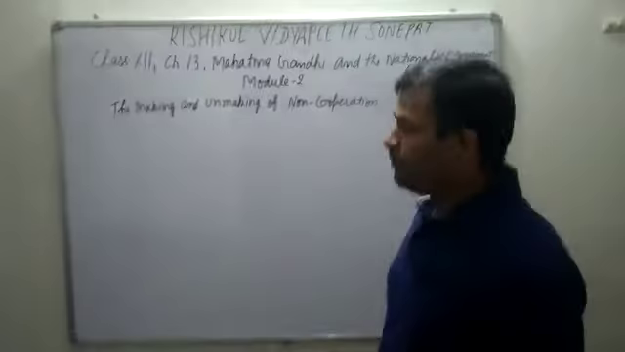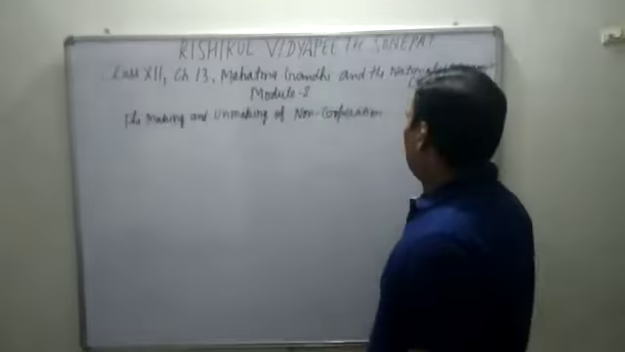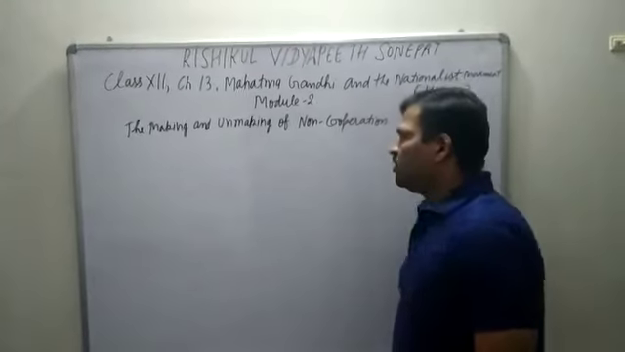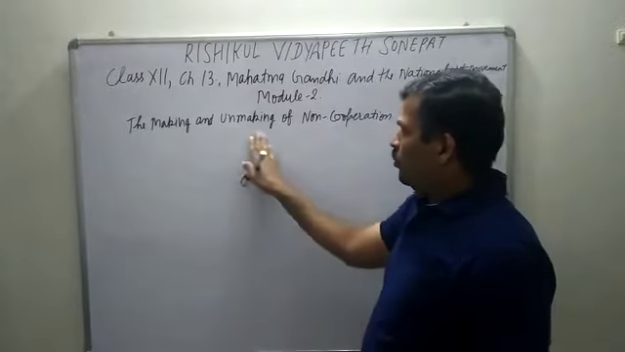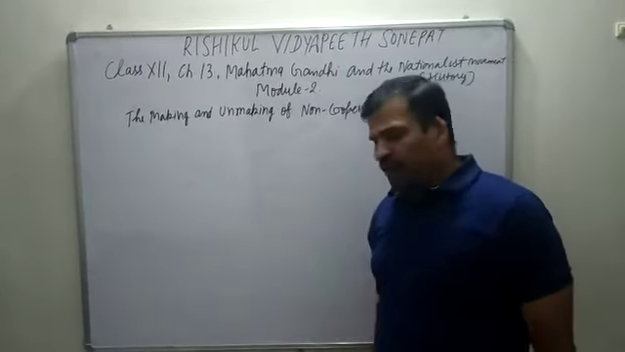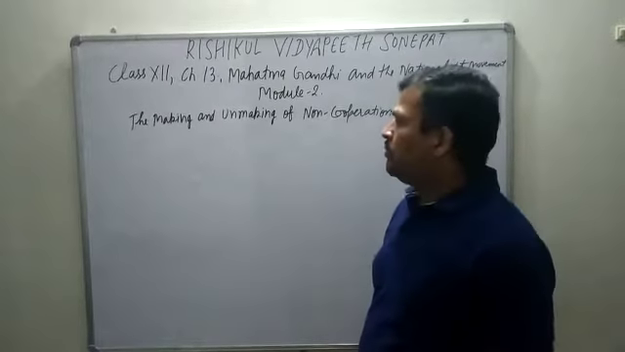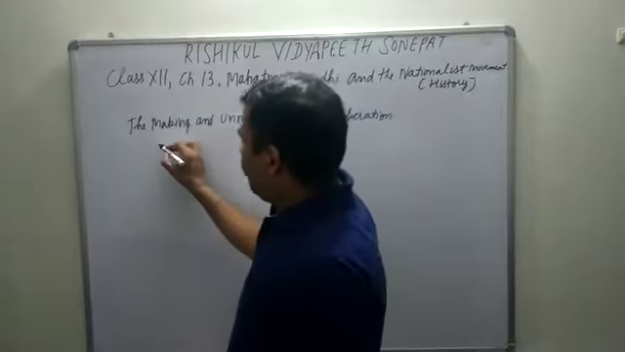Welcome to online teaching. We are discussing chapter 13, Mahatma Gandhi and the Nationalist Movement. This is module 2, the making and unmaking of non-cooperation. Yesterday we discussed the arrival of Mahatma Gandhi in India, and here we will discuss the movements.